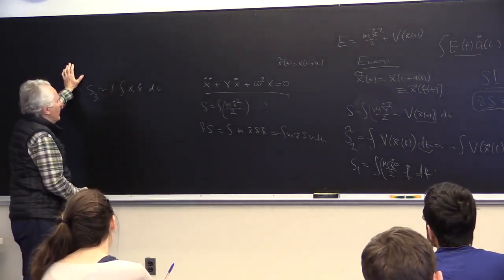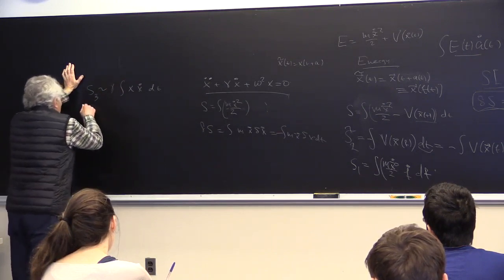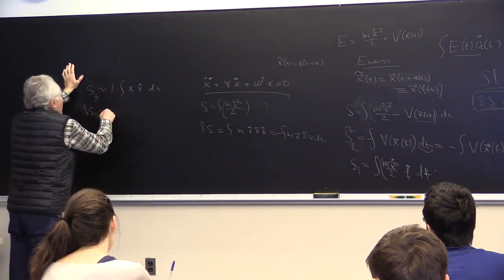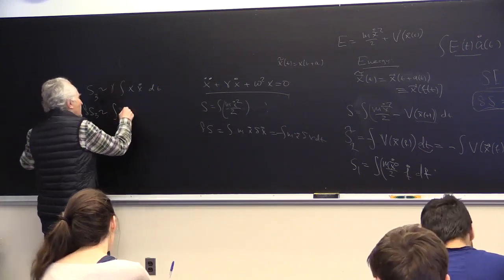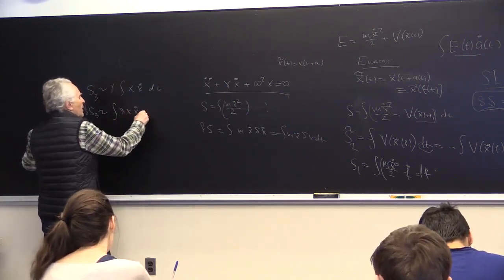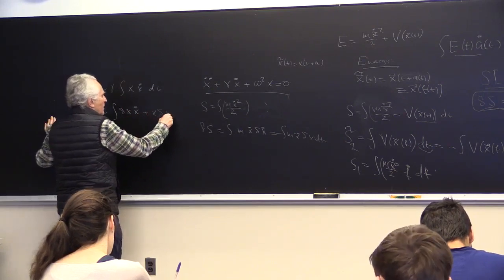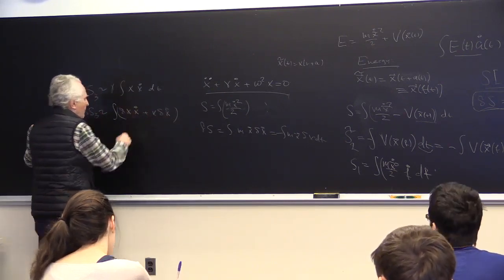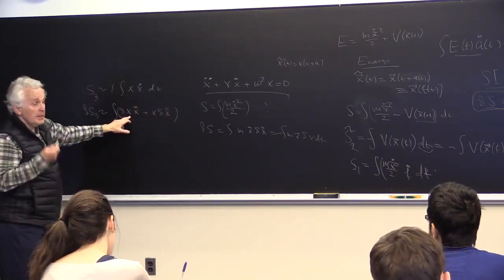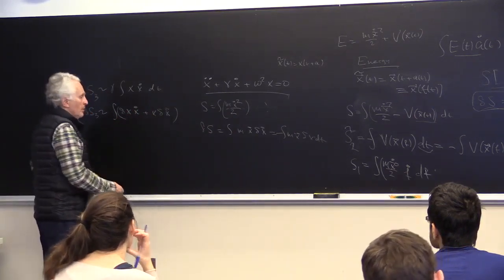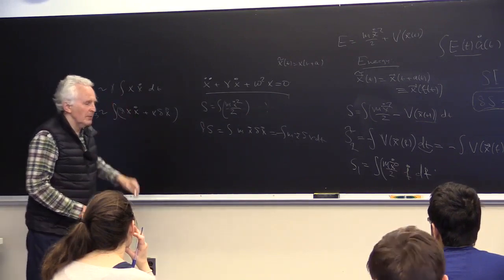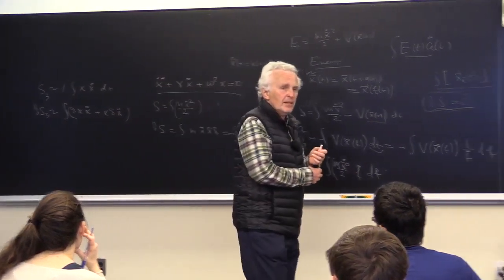This is the third piece in the action. Indeed, we get delta S3, which will be proportional to delta x, x dot, plus x delta x dot. So we seem to be getting almost what we need. But there's one problem. What happens when you integrate by parts?